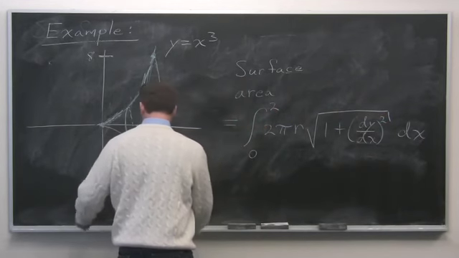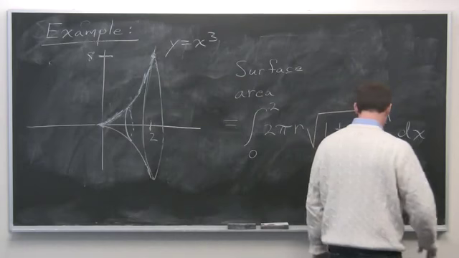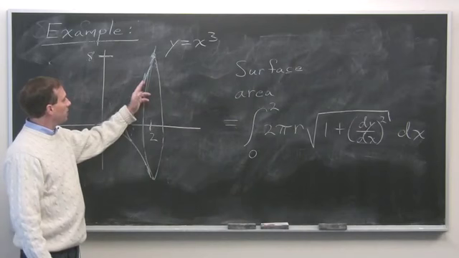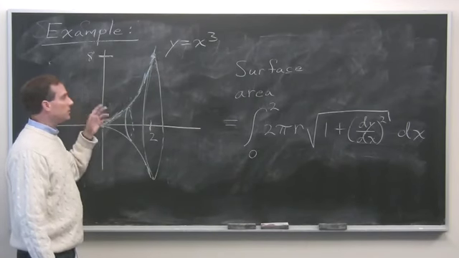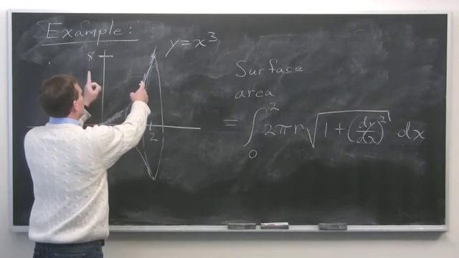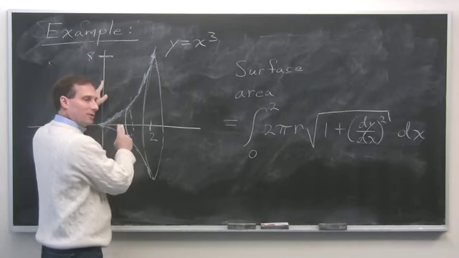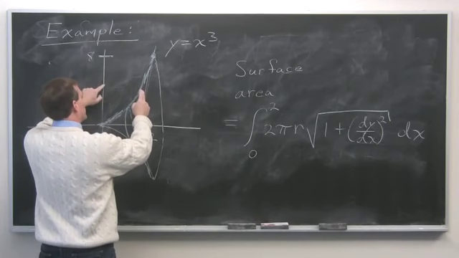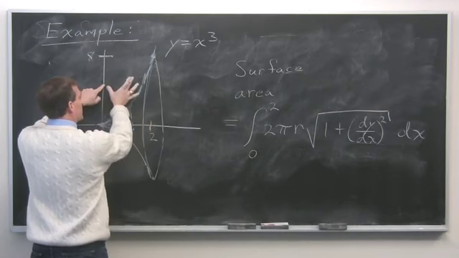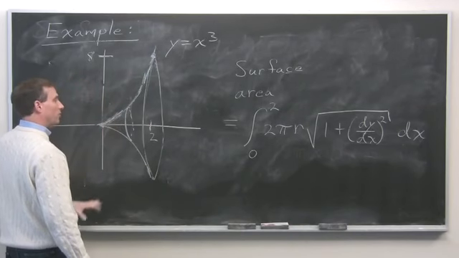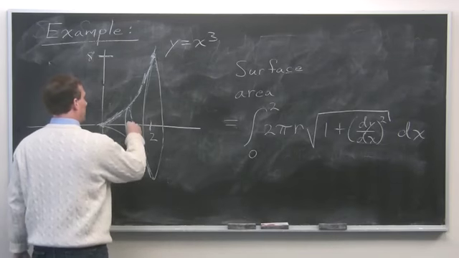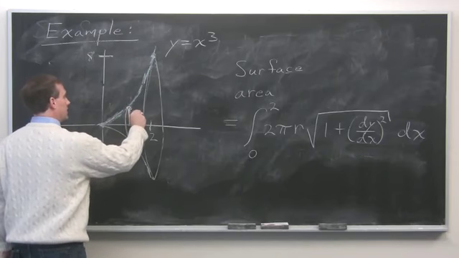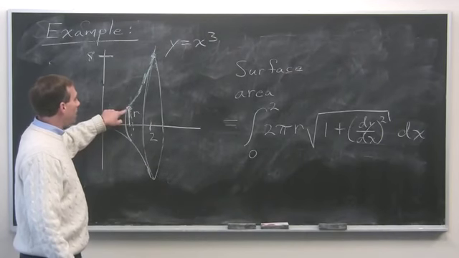We need to write the radius in terms of x. Now you get something different. In our last two problems, we were rotating around the y-axis, and so the distance between the axis of revolution and the curve was just the x-coordinate on the curve. But now we're revolving around the x-axis, and the distance from the x-axis to the curve, so this radius that appears in the integral, is the y-coordinate on the curve.